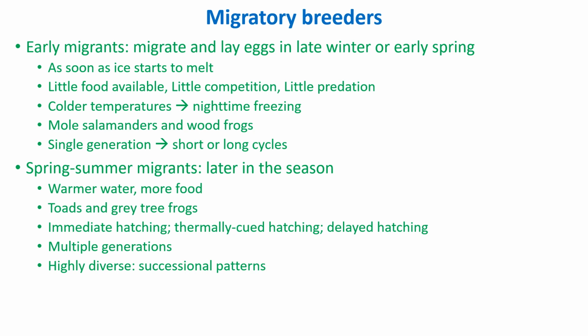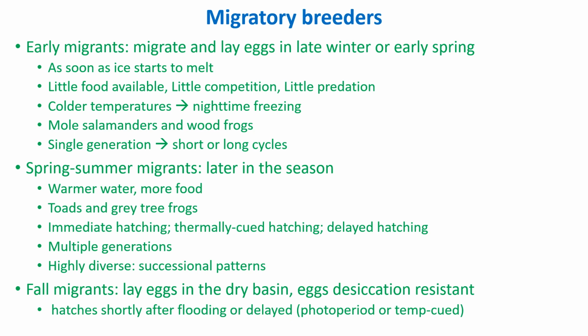Also, the diversity of spring summer migrants is quite high. The community of animals that are considered spring summer migrants is quite diverse, because there are more species that are adapted to breed in relatively warmer water conditions. And also it happens step by step. First species A comes in, then species B, then species C, like that. There is a successional pattern of colonization of vernal pools by spring summer migrants as the season progresses.